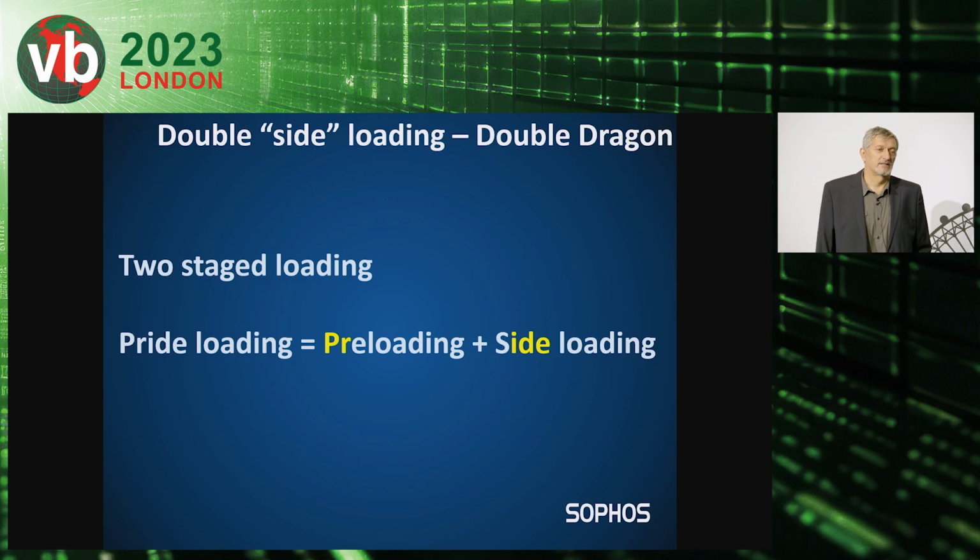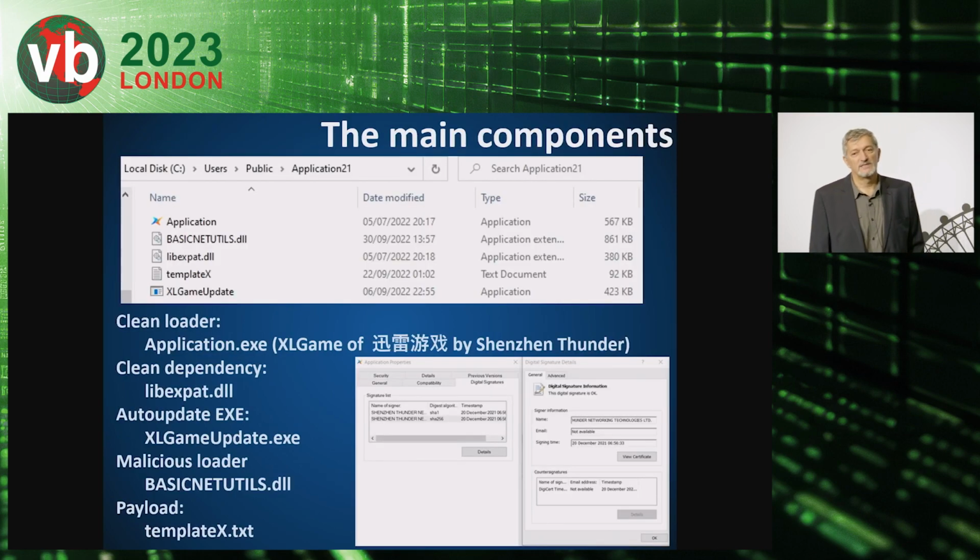this Double Dragon campaign adds an interesting twist to the side loading. It uses two stages. It's not clearly two-stage side loading. So I made up this name, pre-loading, because the first stage is preloading, then the second stage will be side loading, the classical side loading. The extracted components would be a clean loader, a clean dependency, libxpath.dll, an auto-update executable, the malicious loader, and finally the encrypted payload file.